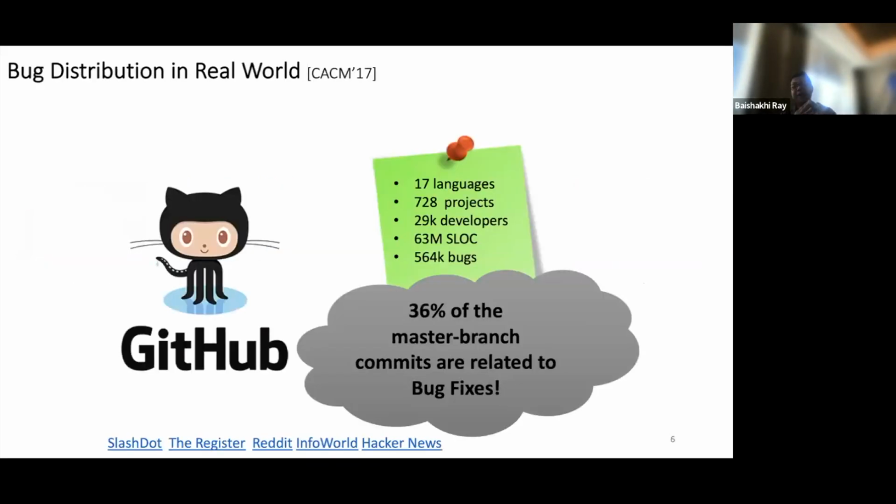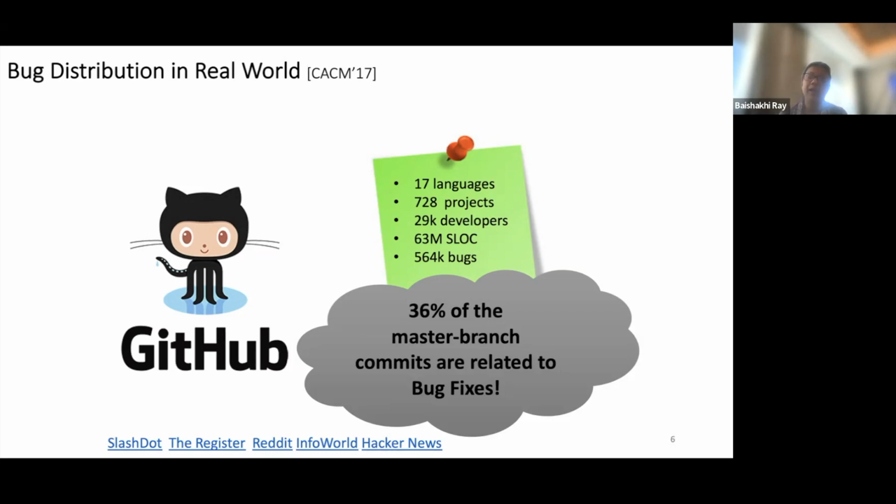However, in spite of all this decade of effort on how to improve code development as well as how to improve the code quality, we did this research a few years back, where we took very popular projects from GitHub, written across 17 very popular languages, across 728 projects. And to our surprise, we found that 36% of the main branch commits are related to bug fixes.